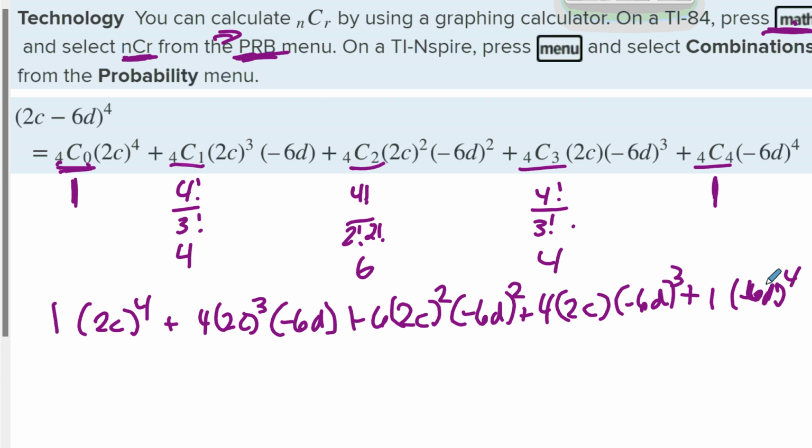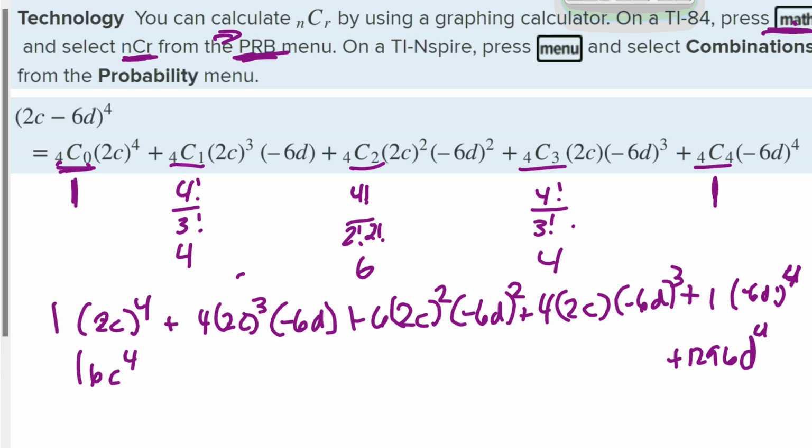And remember, when we're taking a product raised to a power, I take each of those numbers raised to that power. So negative 6d to the 4th would be negative 6 to the 4th and d to the 4th, times 1, which is not going to change anything. Negative 6 to the 4th is actually a positive 1296, so that's 1296 d to the 4th. 2c to the 4th would be 2 to the 4th, which is 16, 16 times 1 is 16, and then c to the 4th.